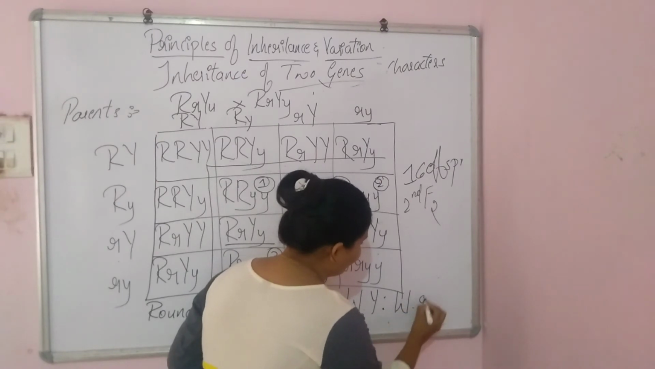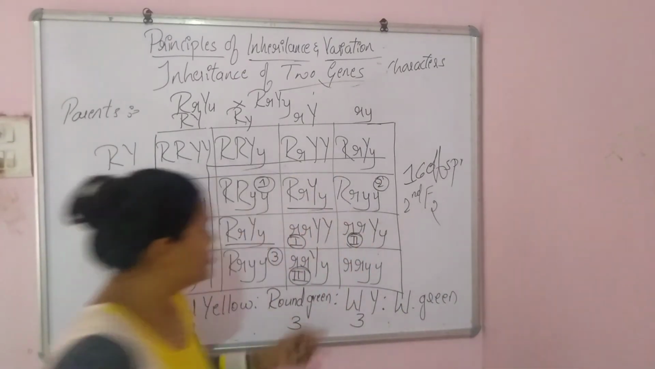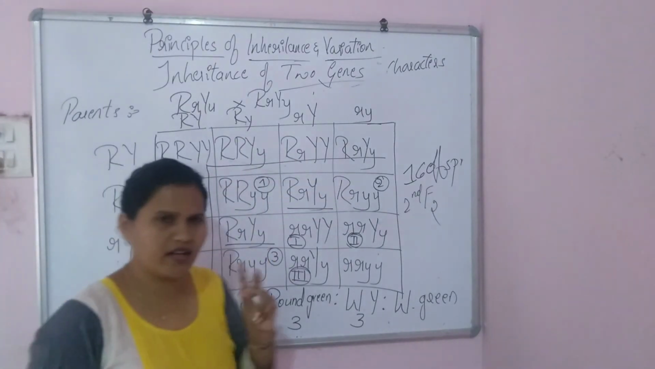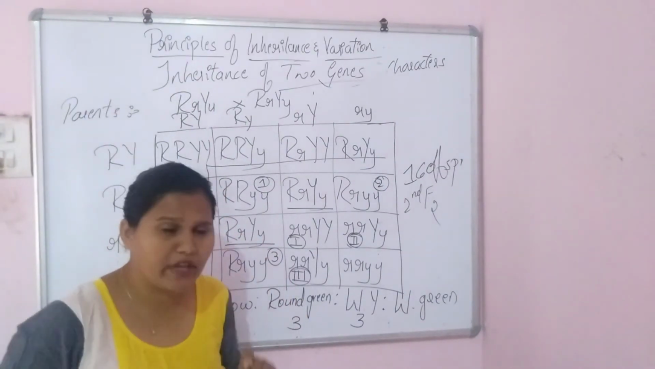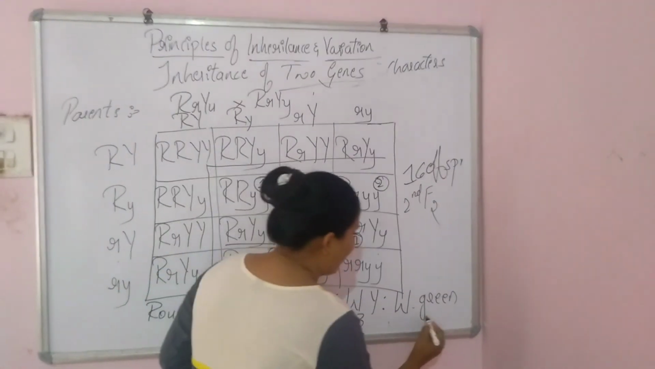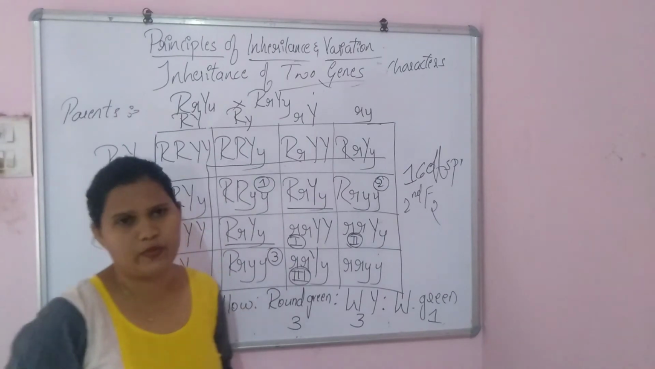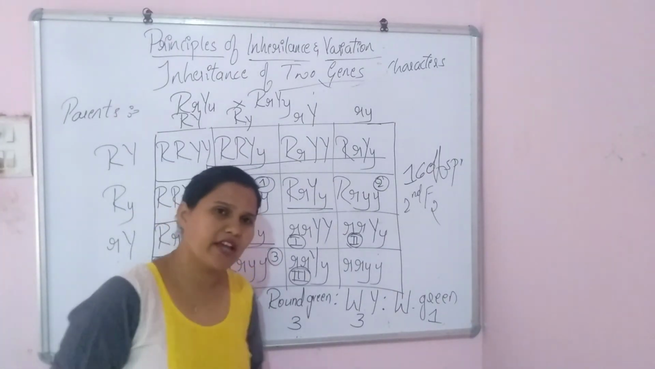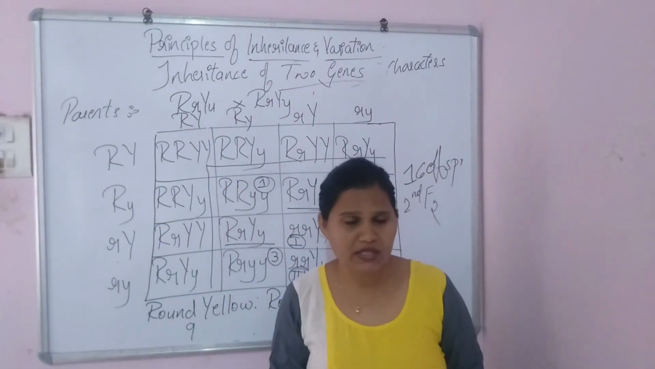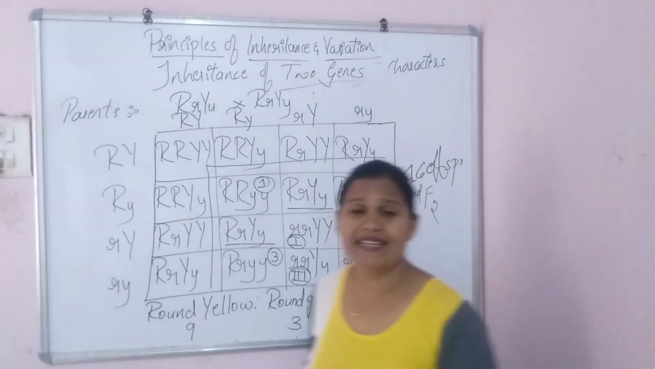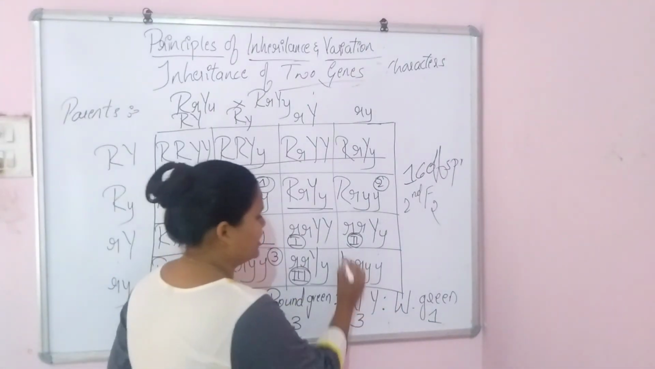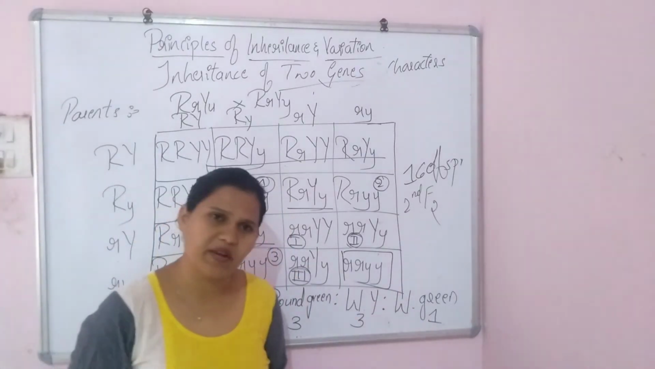Coming to the last, that is the wrinkled green. Look at the box. These all offsprings, we have taken them, they are under our account, right? The only offspring which we left is this corner one. So that's why it is the wrinkled green. So we have only one wrinkled green seed. Is this clear? So in this F2 generation, we got 9 round yellow seeds, 3 round green seeds, 3 wrinkled yellow seeds, and finally this one is wrinkled green. Is this clear?